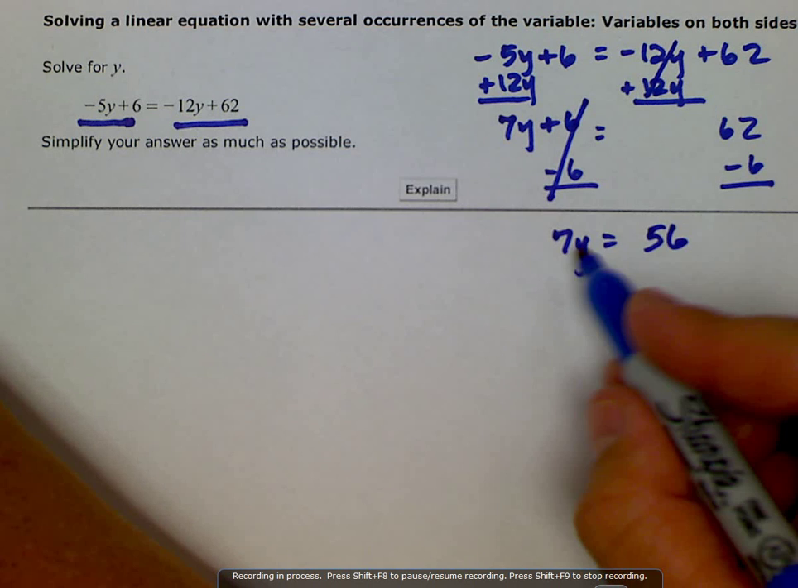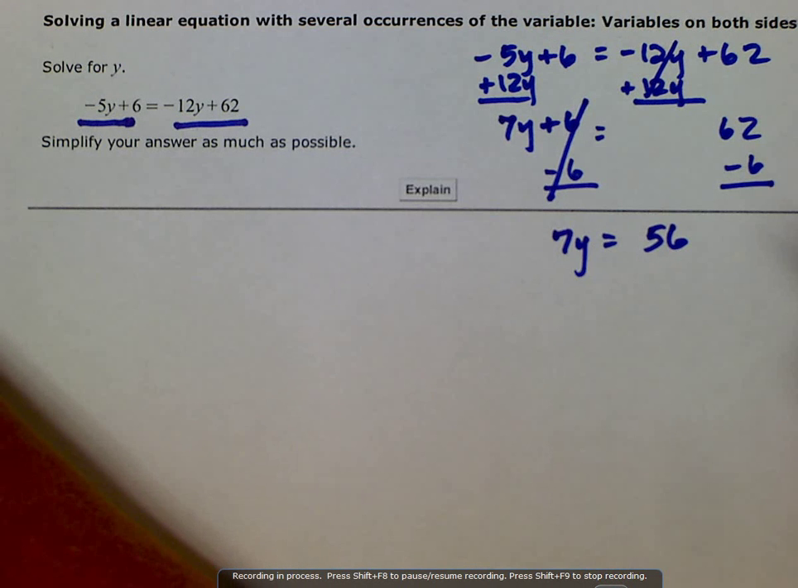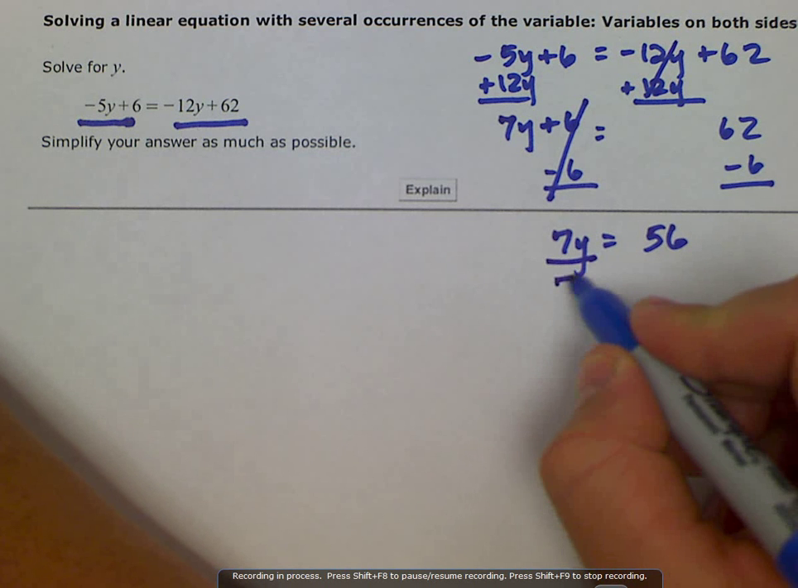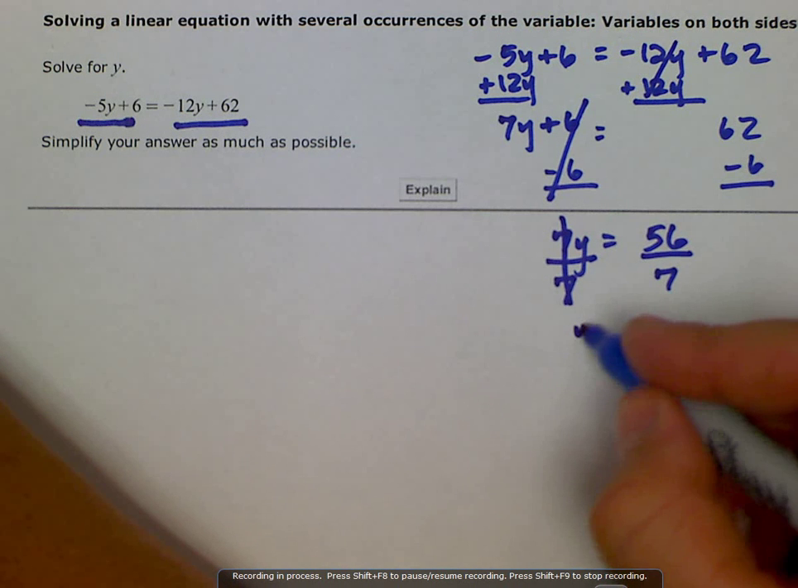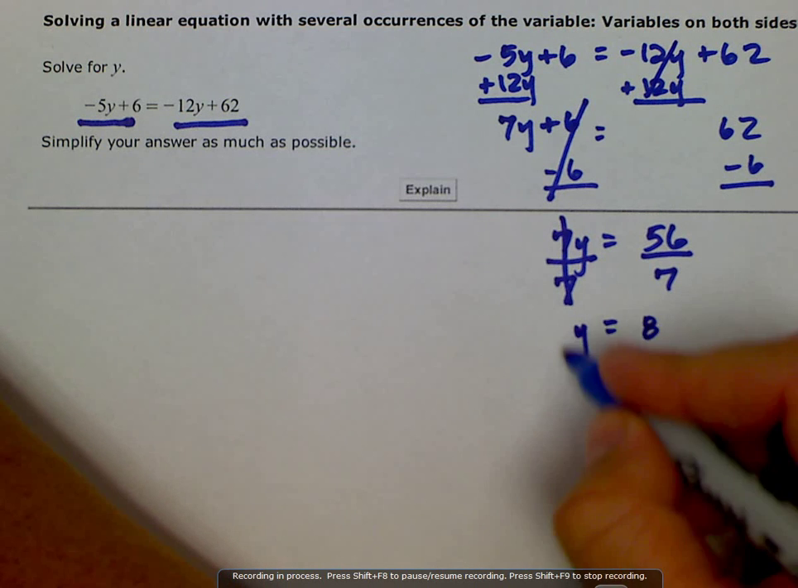Remember, 7y literally says 7 times y. That's the operation going on here, multiplication. So the inverse of multiplication is division. We want to divide by the coefficient on both sides, giving us 7 over 7, which is 1, leaving us with y. And 56 divided by 7 is 8. And we are done.